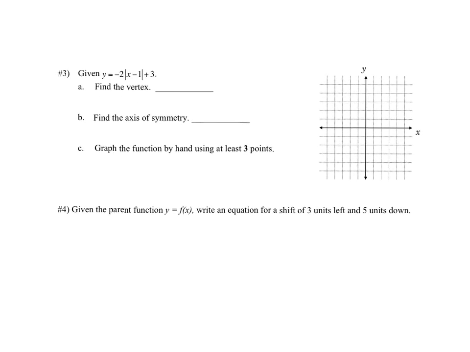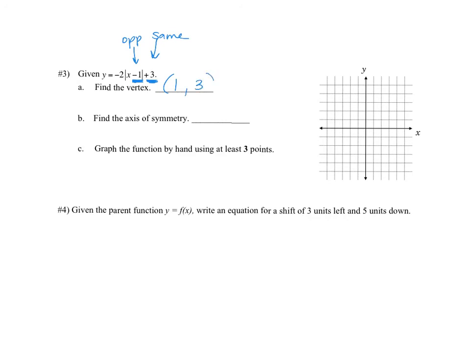All right, example 3. So given all of this, we're going to find the vertex, we're going to find the axis of symmetry, and then we're going to graph it. So starting with the vertex. Remember, the vertex comes from this -1 and this +3. But remember, it's opposite of what it looks like it is inside the bars, and it's the same as what it looks like outside. Okay, so our vertex right now is the point 1, 3.